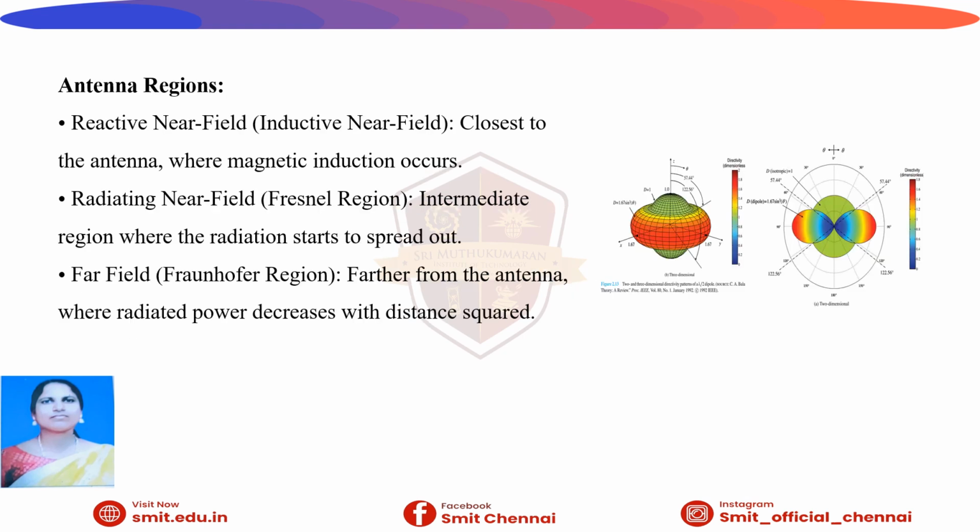Okay, and here the antenna region is about wave propagation. We break down the space around the antenna into three zones: reactive near field, radiating near field, and far field. The reactive near field is the zone closest to the antenna where magnetic induction dominates. The radiating near field is the middle boundary where waves start cleaning up and spreading out. And the third one is the far field, the distant zone where the radiated wave power predictably drops relative to the distance. These are the diagrams I showed about the parameters of antennas.